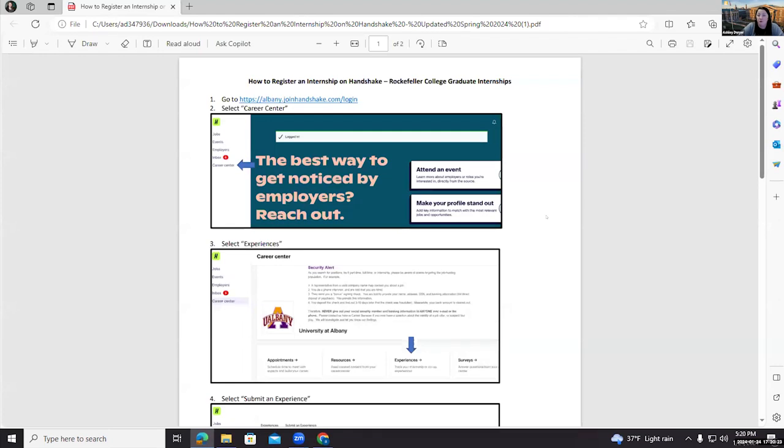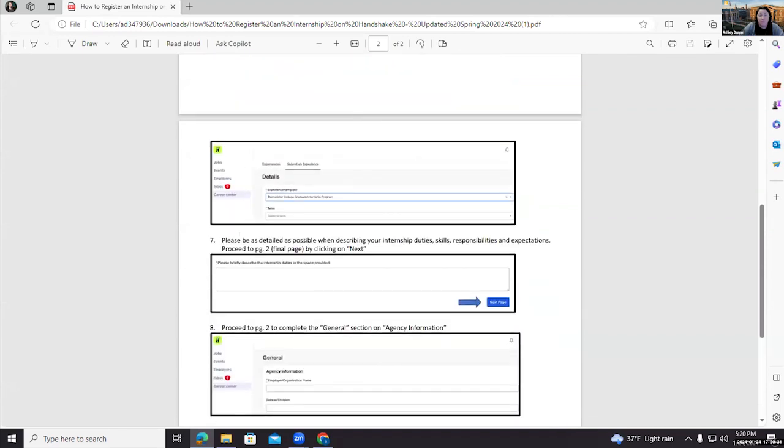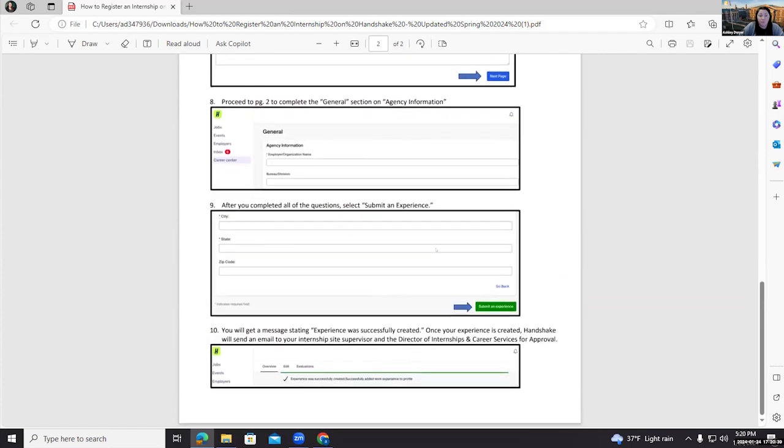This is also a really helpful document that will be hyperlinked into the presentation. This is an overview of that exact process I just went over. Career Center, experiences, submit the experience, right? Completing the details of the form, the description, the general, right?